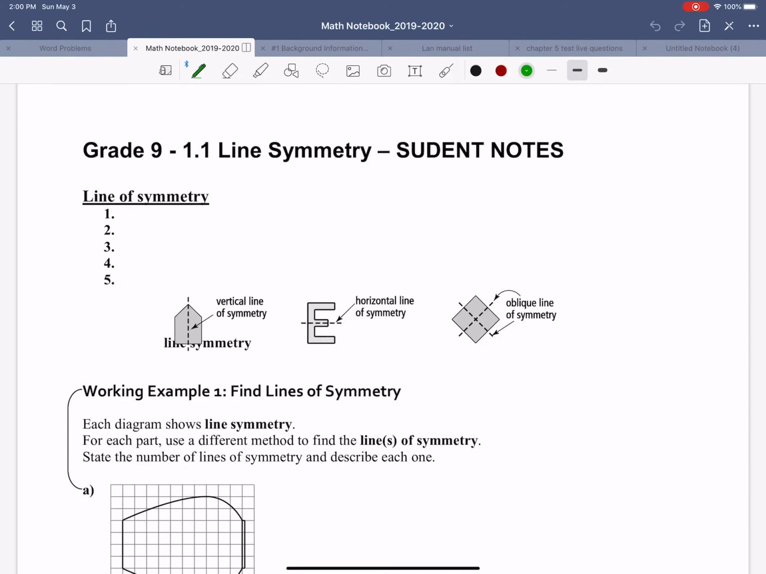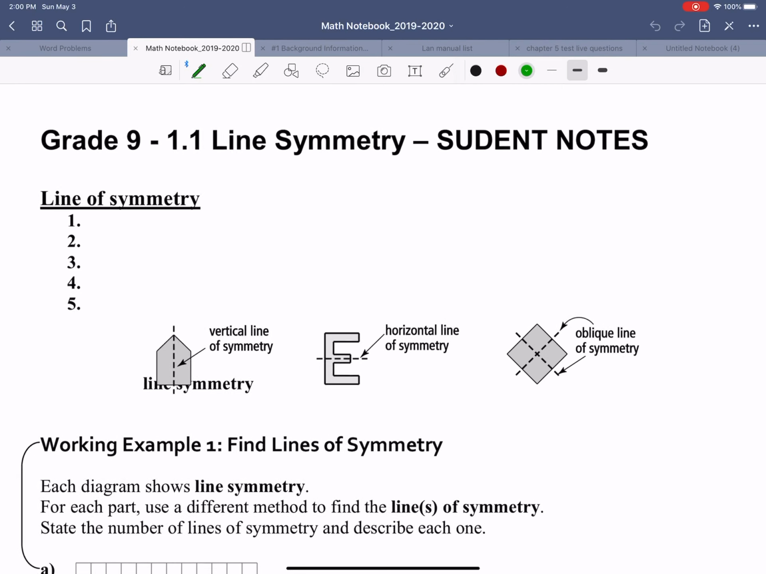So, line of symmetry. We're talking about shapes in this whole unit, okay? So we're going to talk about symmetry, rotation, transformation, and we're going to talk about surface area a lot, which is 1.3, okay? So yeah, first of all, line symmetry has 5 characteristics, so let's write it down.